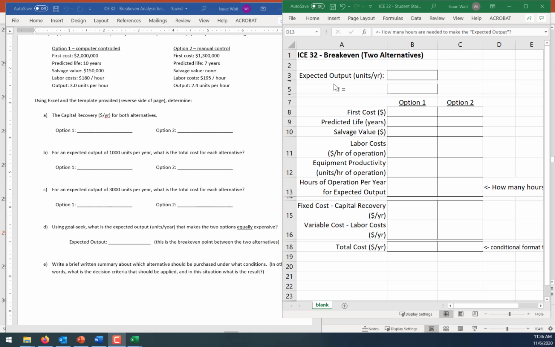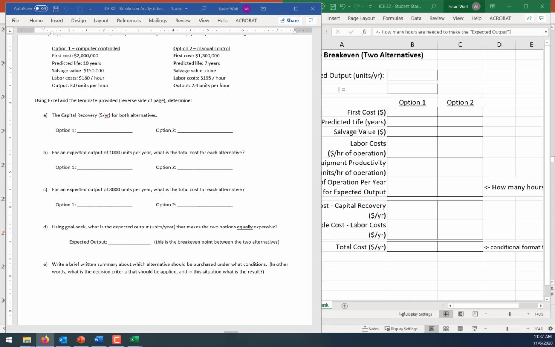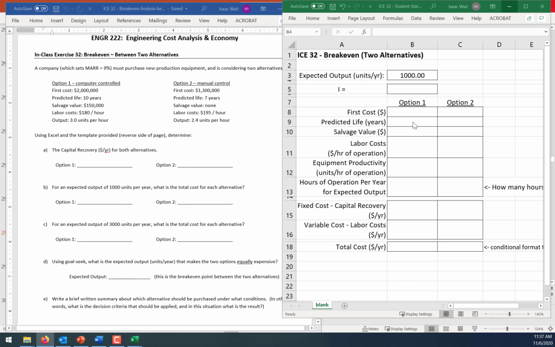Okay, so the first one that we're going to do is 1,000 units per year. So I'm going to enter that in as the starting basis for our expected output, just because it's going to make things a little bit easier to understand if we have some actual numbers rather than just leaving that first one blank. Okay, so I'm going to put here 1,000 units per year. And the interest rate that it says here at the top is that our MARR is 9%. So 0.09 is the interest rate.